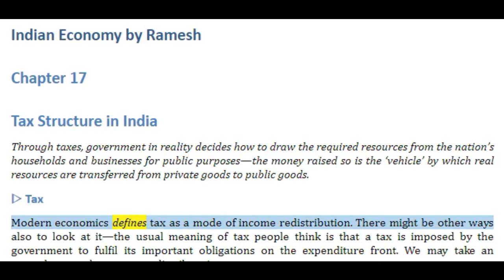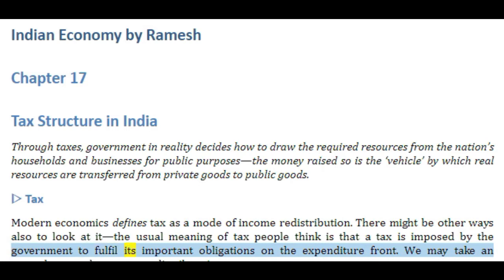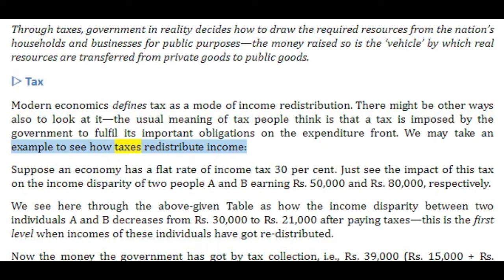Modern economics defines tax as a mode of income redistribution. There might be other ways also to look at it. The usual meaning of tax people think is that a tax is imposed by the government to fulfill its important obligations on the expenditure front. We may take an example to see how taxes redistribute income.